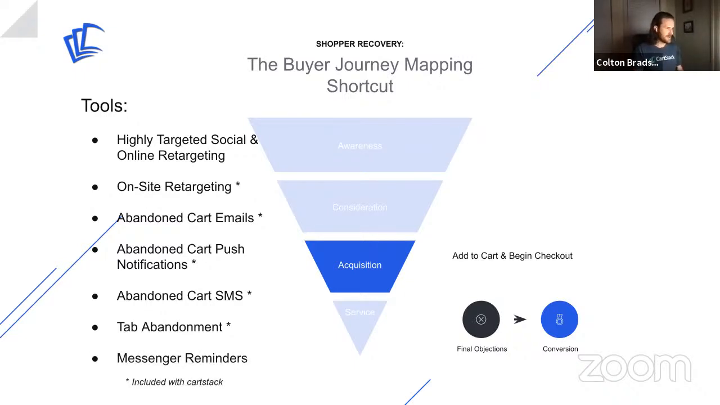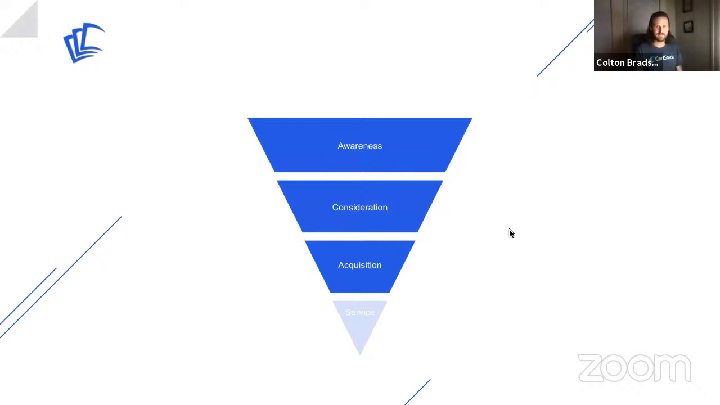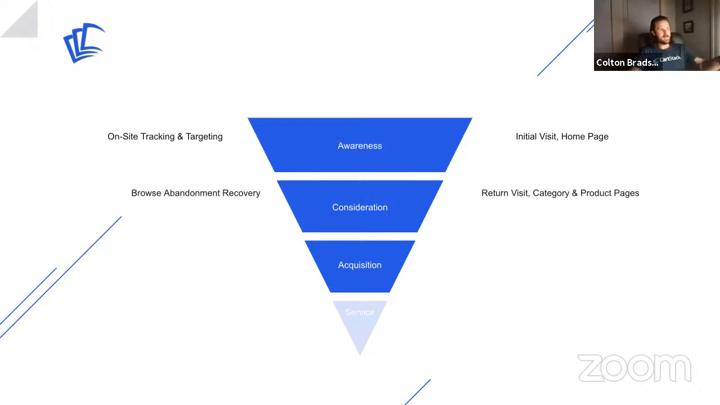Oh, and then there's messenger reminders in there, but this is just the assortment of tools that we use to help our customers attract, reattract or recapture visitors at each of these stages. Like we mentioned, these are going to be our initial homepage visitors. We're going to get them with on-site tracking and retargeting. For the return visitors and the people who are poking around, browse abandonment. For the add to carts and the people that have begun to check out, abandoned cart.